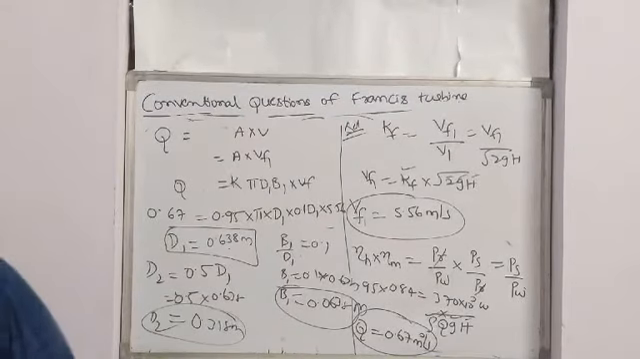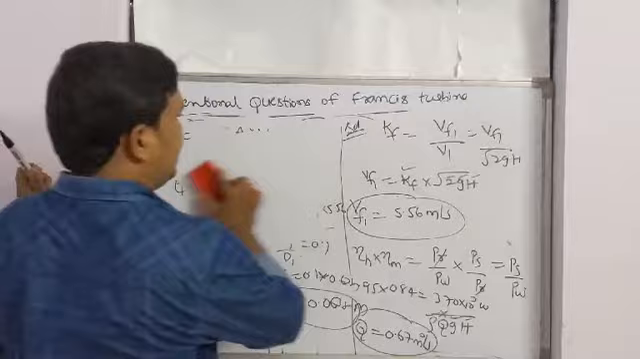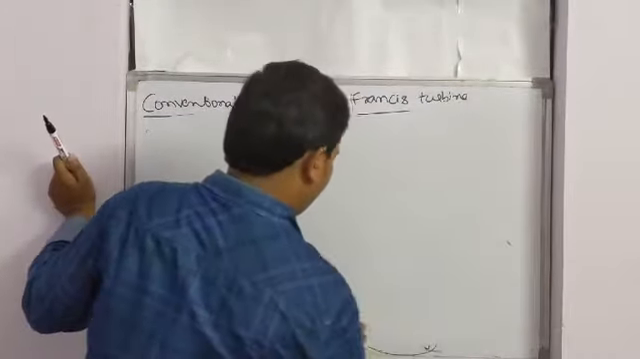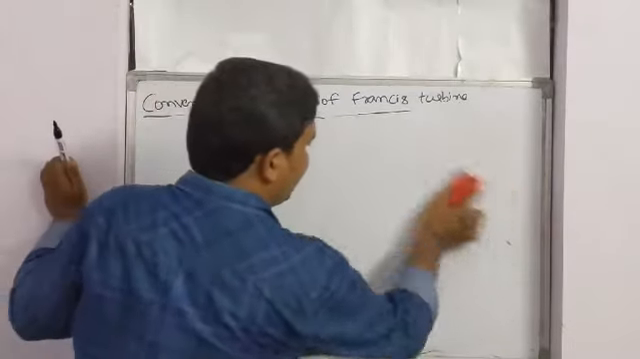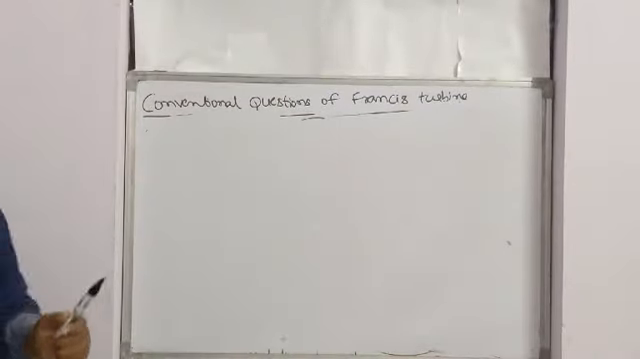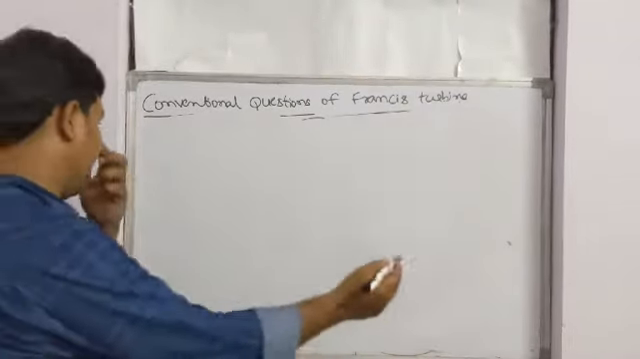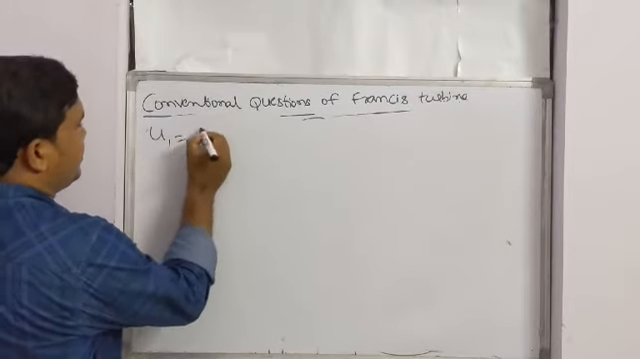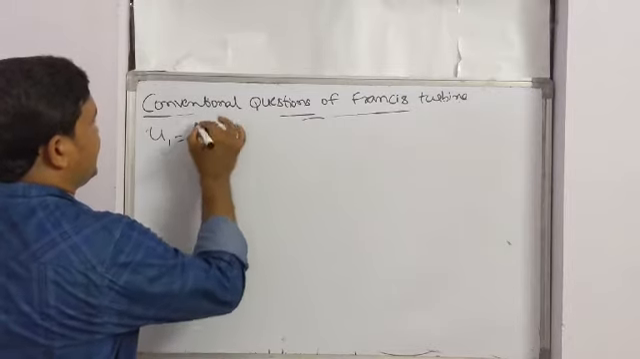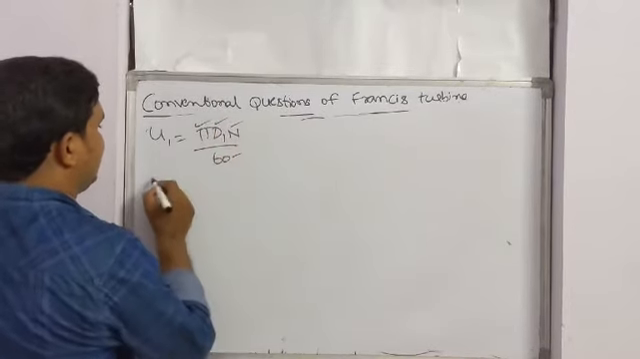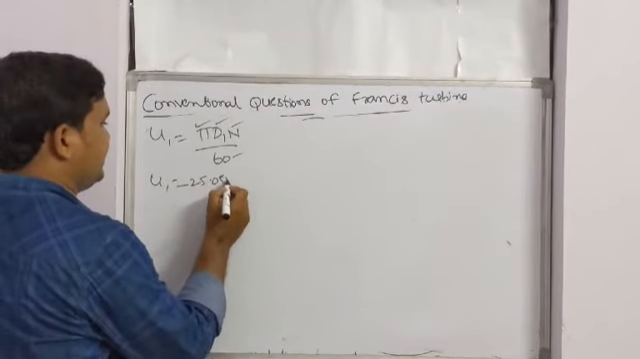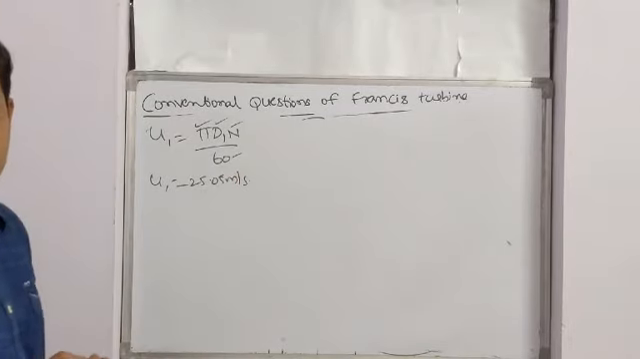So whenever d1 and d2 are known, we can find out u1. For finding out the angles of any turbine or pump, we should draw the velocity triangle. For drawing the velocity triangle for a Francis turbine, we should know the relation between u1 and Vw1. So u1 is equal to pi d1 n by 60. By substituting pi, d1, n and 60, we got u1 as 25.05 meters per second.